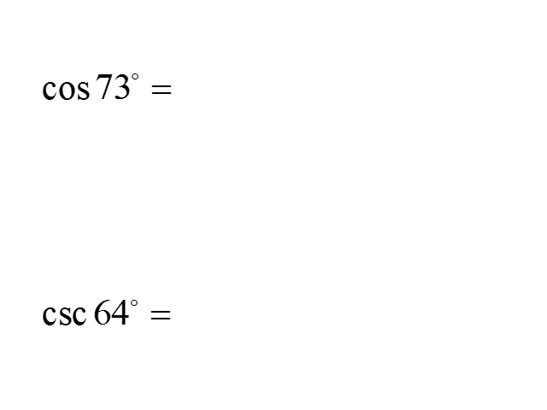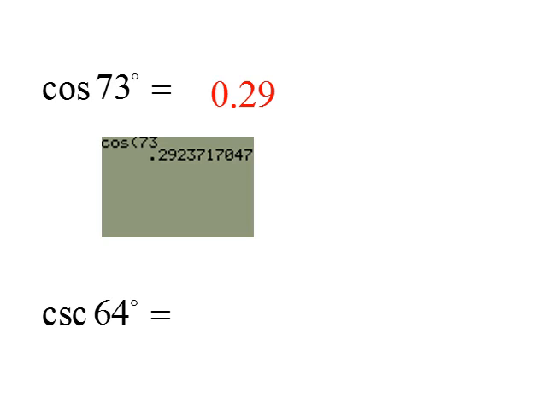Alright, we're getting a little practice using our calculator. So I want you to type in the cosine of 73. Hit enter, and you should see the long decimal, 0.2923. And I'm just going to round that to 2 decimal places and write down 0.29.